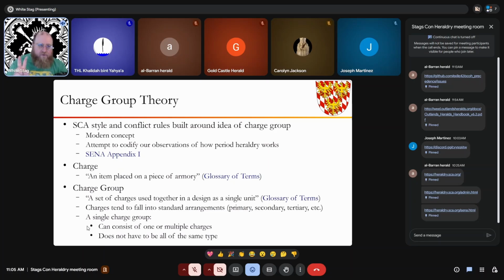Generally speaking, 2 is your max. If you have a charge group of 3 or more kinds of charges, then you're starting to get into what we call slot machine heraldry, and that is probably going to be grounds for return.